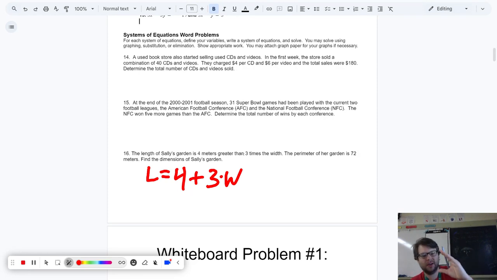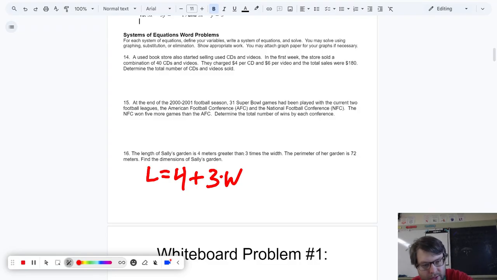Sometimes people would read "greater than" and think of the little symbol, the triangle symbol. But if you think about something is this much greater than this, that's actually telling you an addition problem. So you've got to think about it in context: 4 meters greater than means 4 plus.